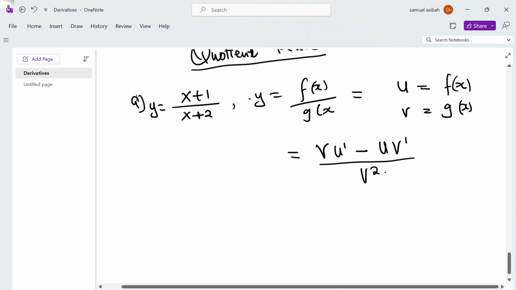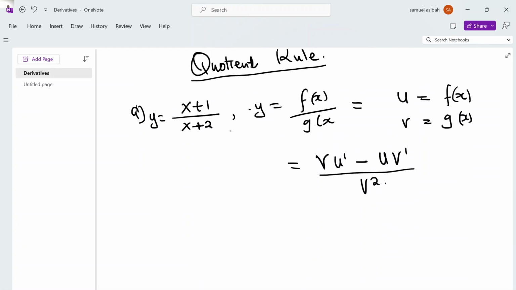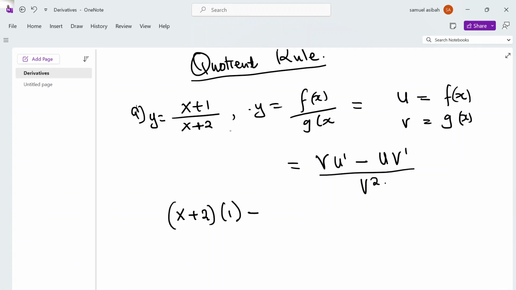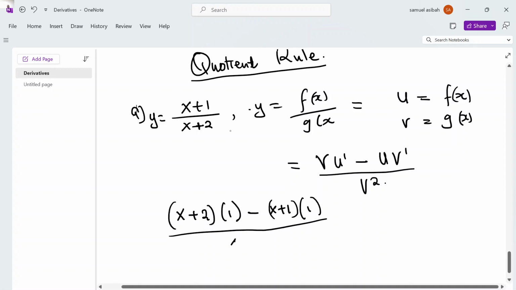Okay, let's look at it keenly. So what is v? Look at v, which is our g, which is x plus 2. Okay, then the derivative of the first, which is 1. Then minus the second one, which is u, which is x plus 1, multiplied by the derivative of the second one, which is 1, over v squared, so x plus 2 squared.